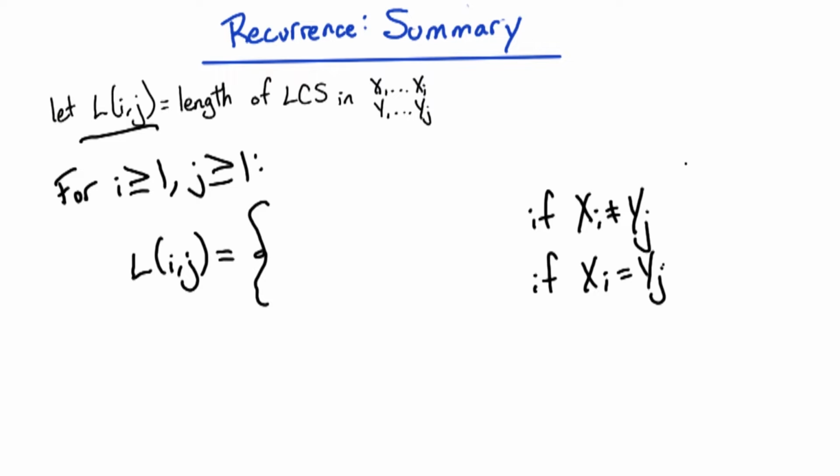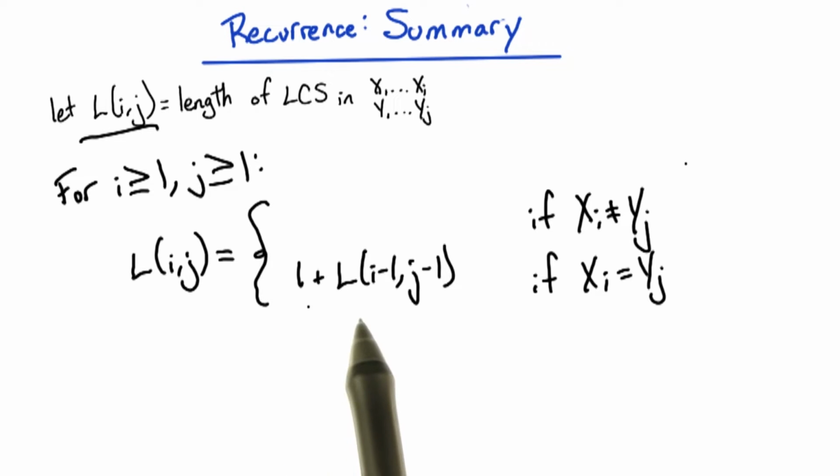In the case where they're the same, we had this simple recurrence. We append on xi, yj, and therefore get a +1 for that. And then we take the optimal solution to the smaller subproblem with one less character in each string.